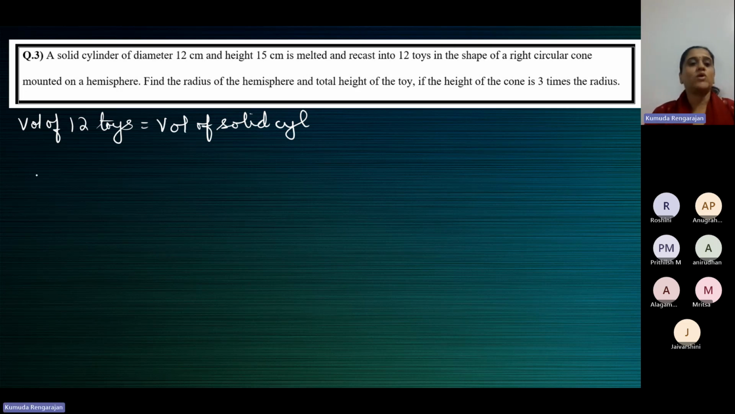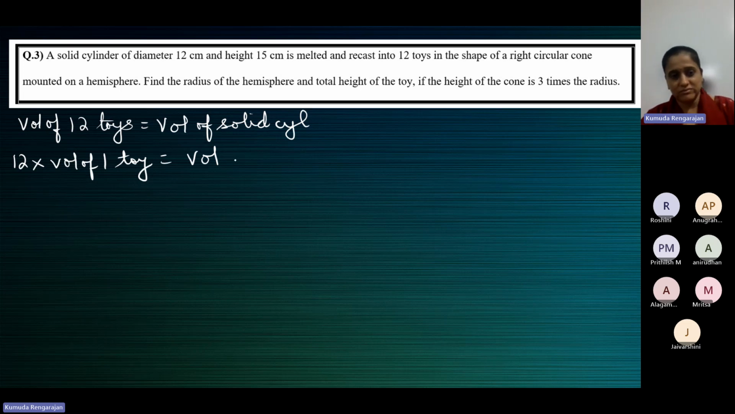So if you write this, what will you write in the next step? Tell me. What is volume of 12 toys? 12 into volume of 1 toy, correct? Volume of 12 toys is 12 into volume of 1 toy is equal to volume of solid cylinder. We'll write the formula throughout, okay? We'll not substitute the formula now.